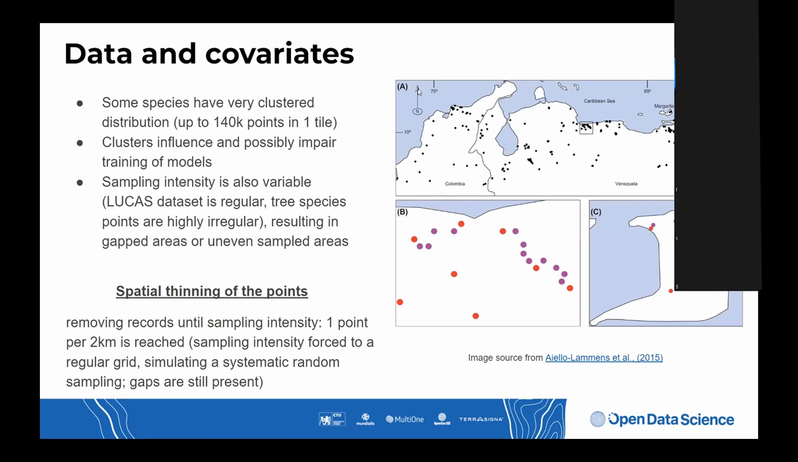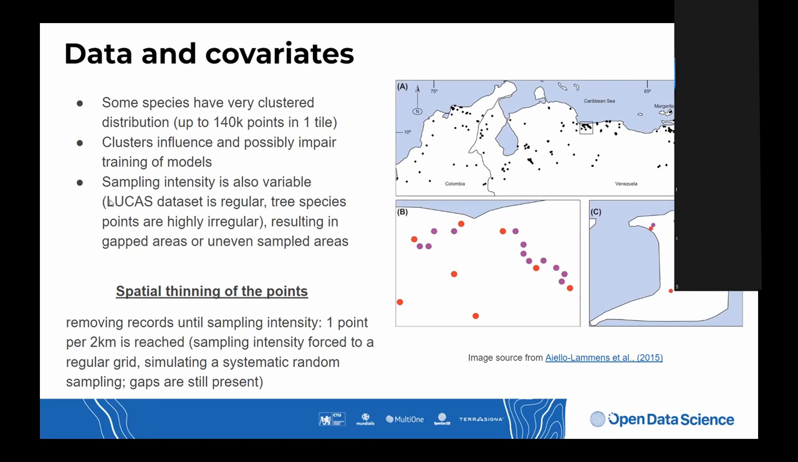On the spatial thinning, you can see some ideas of what it would look like here. For some species, for example the cork oak, which is mostly cultivated in Spain, we have a 30 kilometer tile with more than 140,000 points, and the total of points is 300,000. So you can see that half of the dataset is basically located in just one part of Europe. So these kinds of clusters can influence and impair the model.